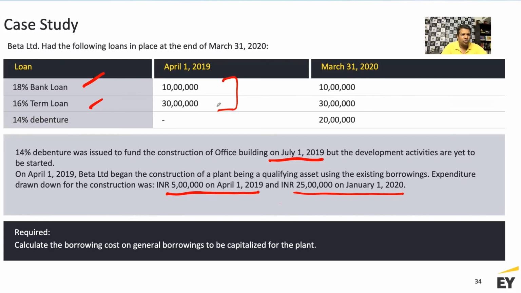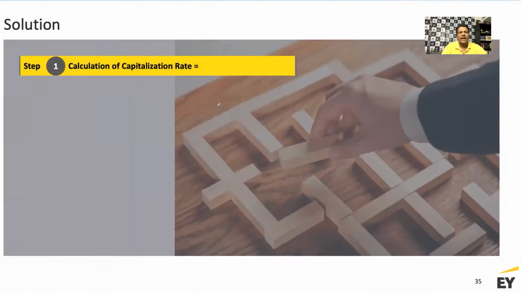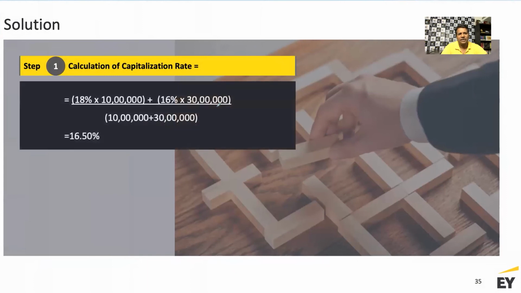So what is it we need to do? We need to calculate the borrowing cost on general borrowing. There are two general borrowings and I have deployed money of 5 lakh and 25 lakh. So how do I go about this computation? Calculation of capitalization rate: 18% into 10 lakh, 16% into 30 lakh, divided by 10 lakh plus 30 lakh. They were outstanding during the entire year. That gives me my rate of capitalization as 16.5%.